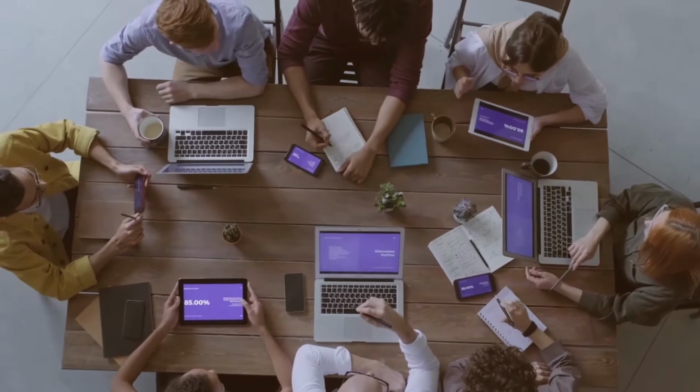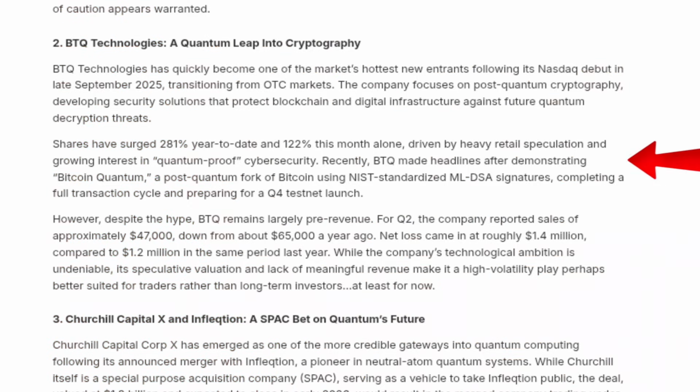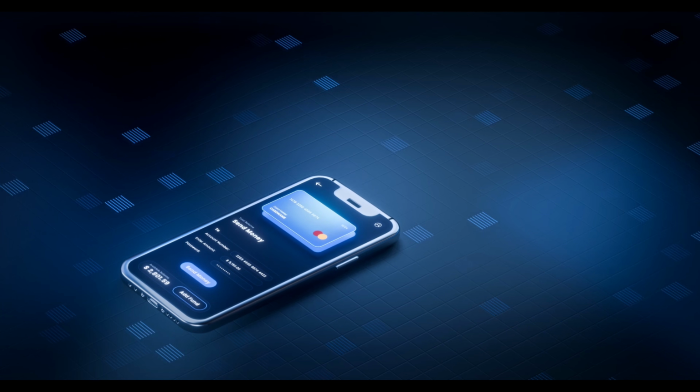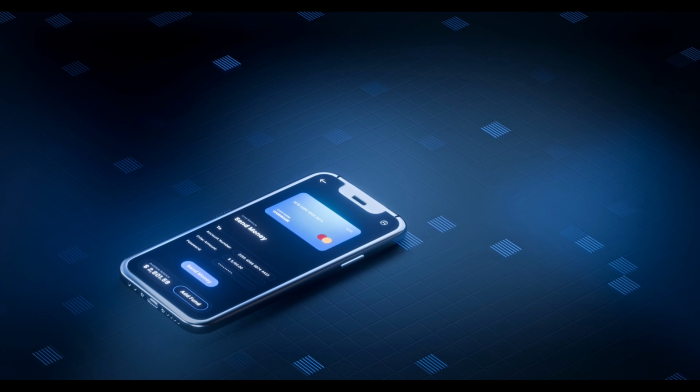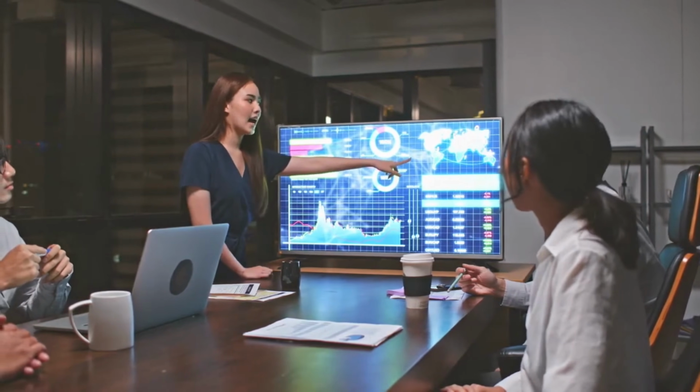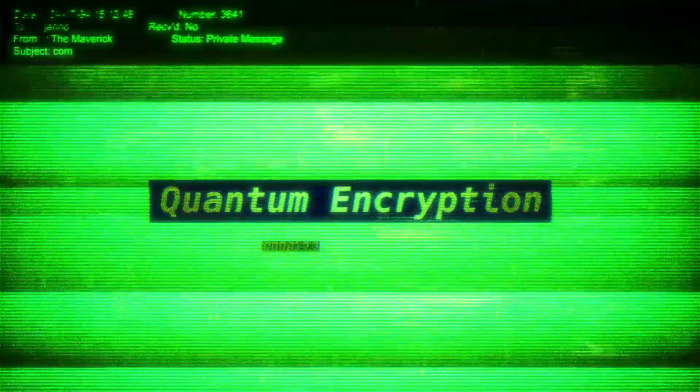What makes BTQ especially unique is the fact that it is one of the first companies to create and demonstrate a fully functional quantum-safe version of Bitcoin. They call this Bitcoin Quantum. This version of Bitcoin uses ML-DSA signatures, which were standardized by NIST as a quantum-resistant cryptographic model. BTQ didn't just build a concept, they successfully demonstrated a real transaction cycle using their quantum-safe implementation. This is groundbreaking because it proves that blockchain networks can migrate to quantum-safe systems without losing functionality or decentralization.